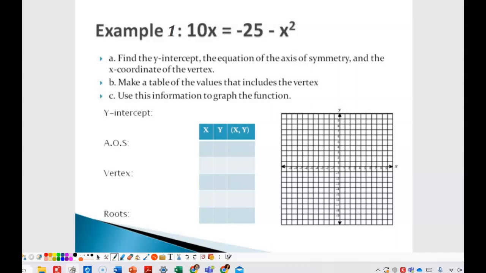In example number 1, this goes back to what we talked about yesterday. If you have x's on both sides, you always want to get it to standard form with all the x's on the right side. So we want to manipulate the equation to be in standard form with all the variables on the right side. That means we're moving the 10x to the right. And then we want to get it in standard form, so you want x squared to be first.